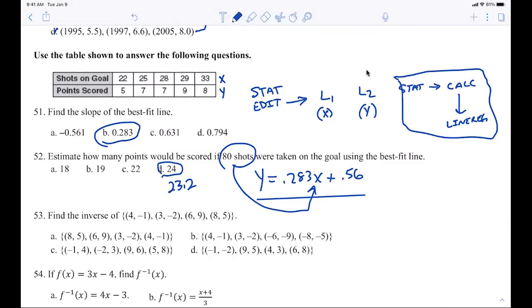Good on that or not? You good or not? I have a question. Where did you get the quote that you did? From the calculator. Oh, that's the other line. Yeah. Right? Anybody have any issues? I'm getting ready to move on to inverse.